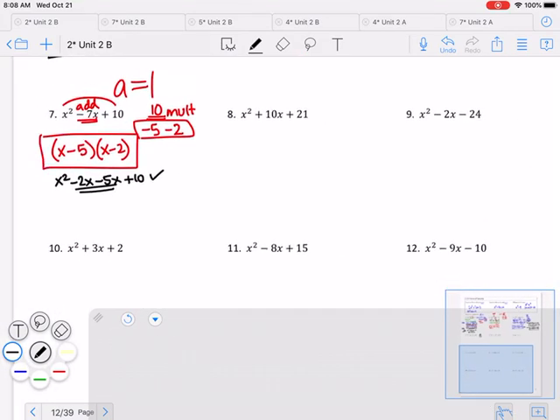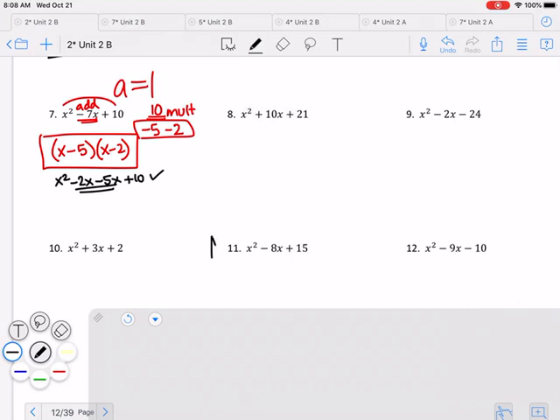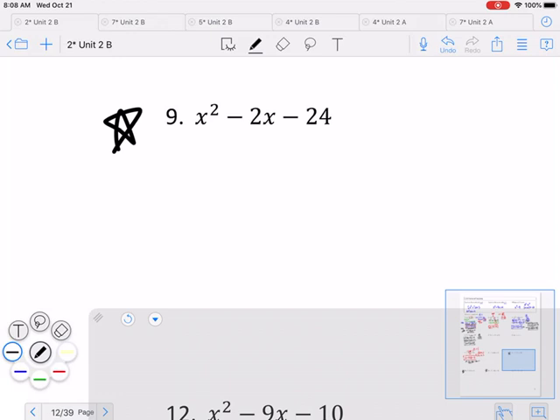Please do, let's put some negative ones in here. Please do number 11, number 10, and number 9. 9, 10, and 11 for practice. Pause the video and then come back.